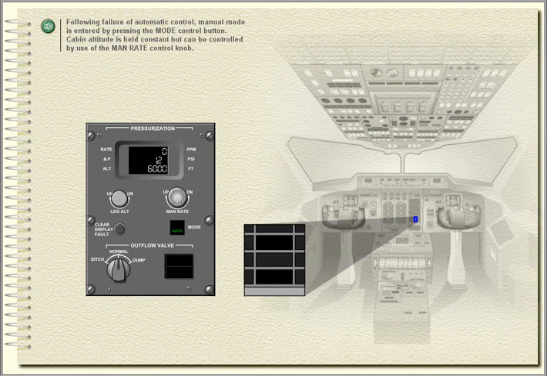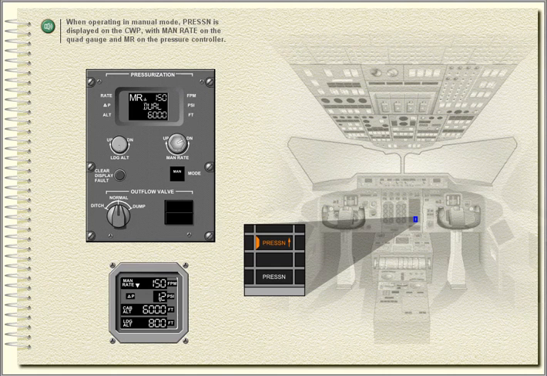Following failure of automatic control, manual mode is entered by pressing the Mode control button. Cabin altitude is held constant, but can be controlled by use of the manual rate control knob. When operating in manual mode, Pressurization is displayed on the central warning panel, with manual rate on the quad gauge and MR on the pressure controller.